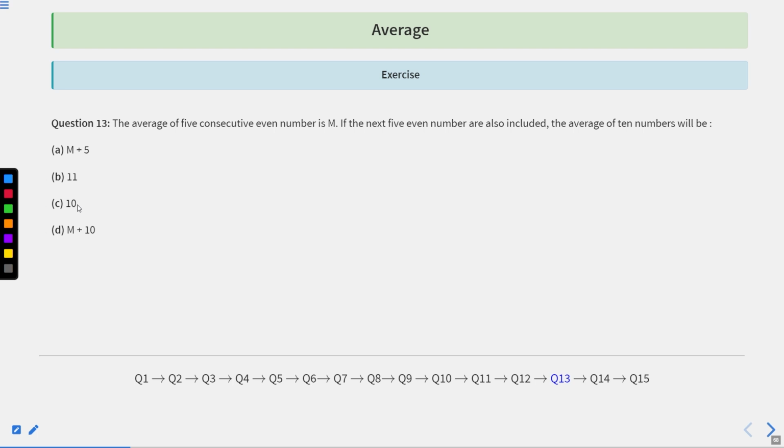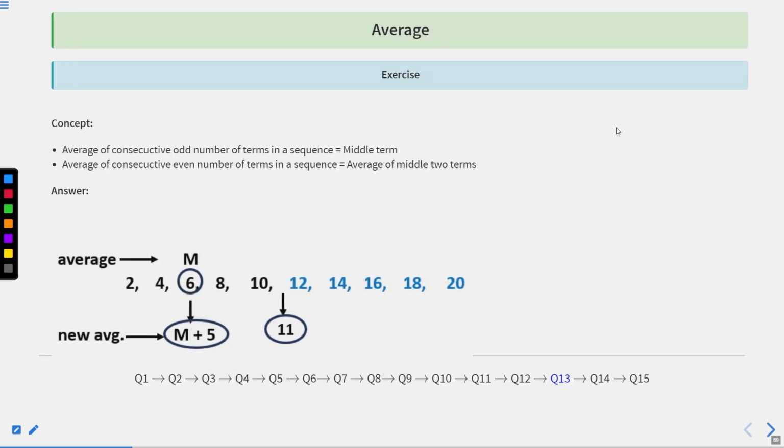Moving on to question number 13. The average of 5 consecutive even numbers is M. So 5 consecutive even numbers are given to us and their average is M. If the next 5 even numbers are also included, then the average of 10 numbers will be. So what will be the new average? That is what we are interested in.